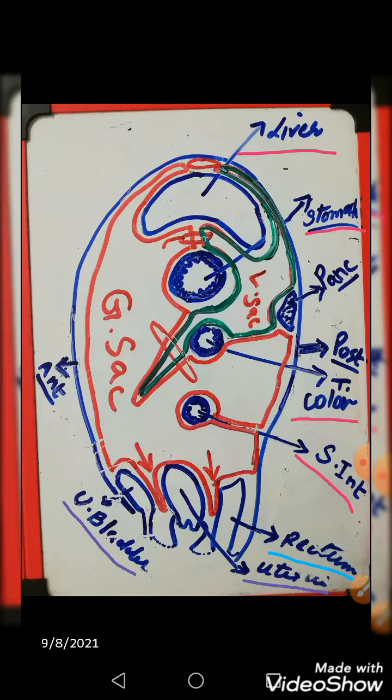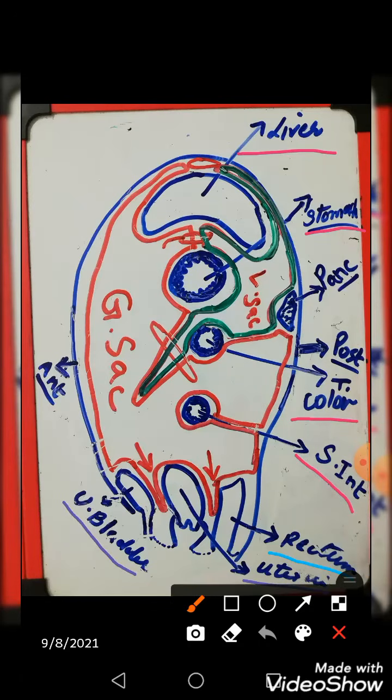This is the sagittal section of a female body, but if you want to draw the male organs, you just have to remove this, and if you want to draw the pouch here, you will name it the vesico-rectal pouch, right?